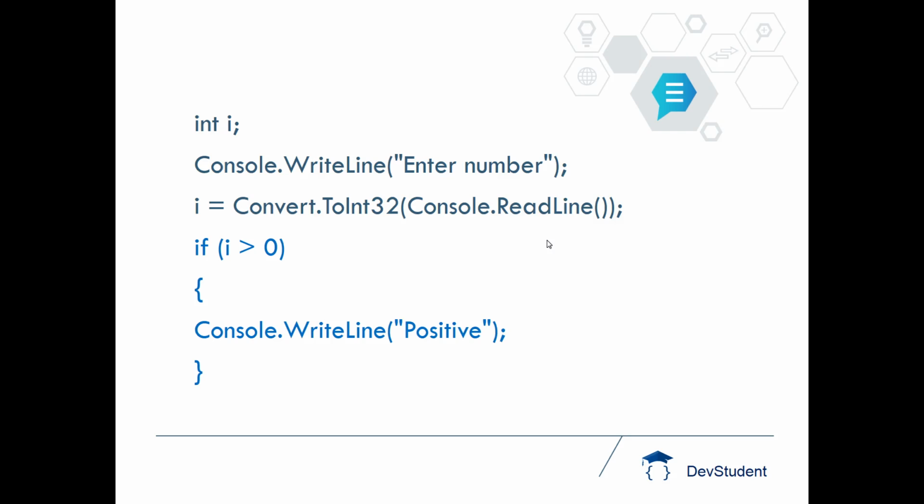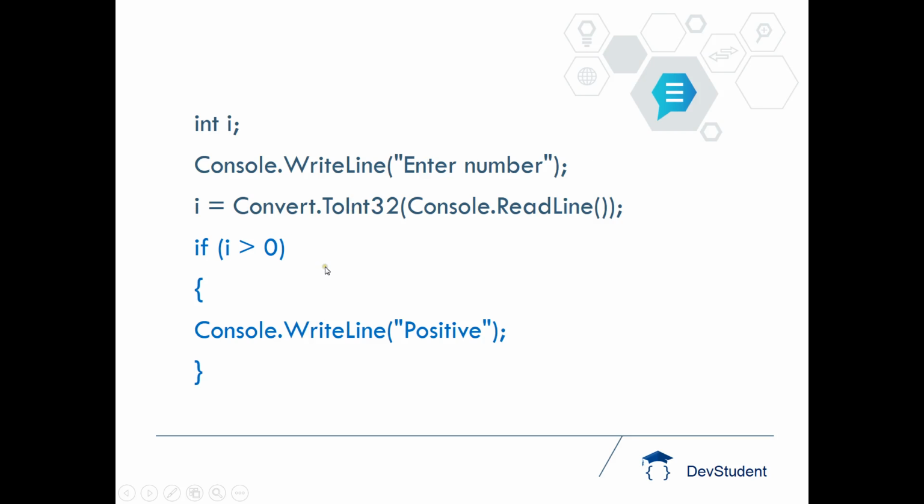So this is a code example. I have a variable I of int type, int I semicolon. Next, I want to print a message on the output screen, so I have written Console.WriteLine of "enter number". This text will be printed so that the user will know he has to enter some number. After he enters some number, we use Console.ReadLine. ReadLine is used to take input from the user, which is of string format. So I want to convert that into a number using Convert.ToInt32 and place it into I.